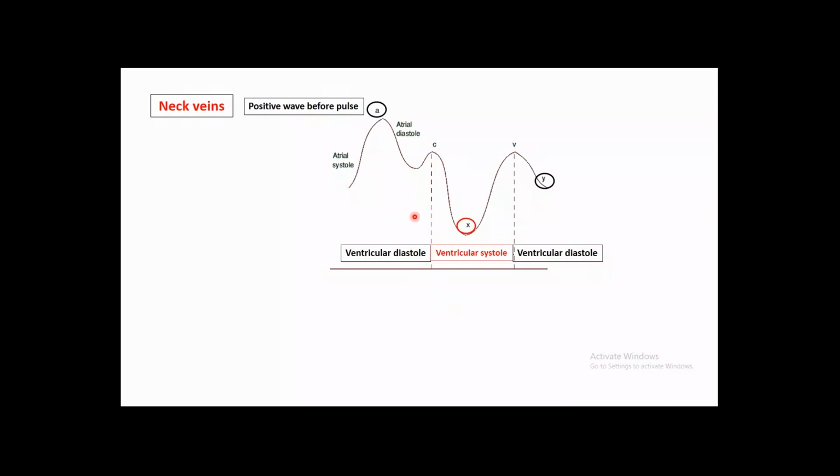So if we have a positive wave just before the feeling of carotid pulsation or systole, the positive wave before systole is the A wave, and the negative wave with systole is the X wave. This is the clue for understanding the waveform of jugular venous pressure during examination. We should know two important points to comment on in the jugular venous waveform.